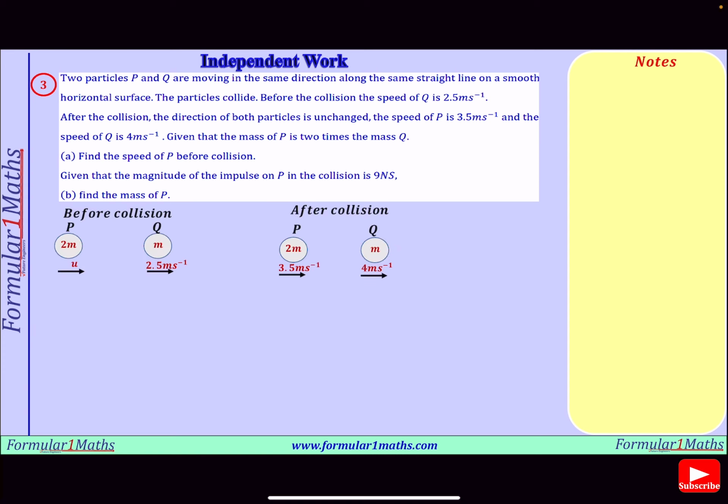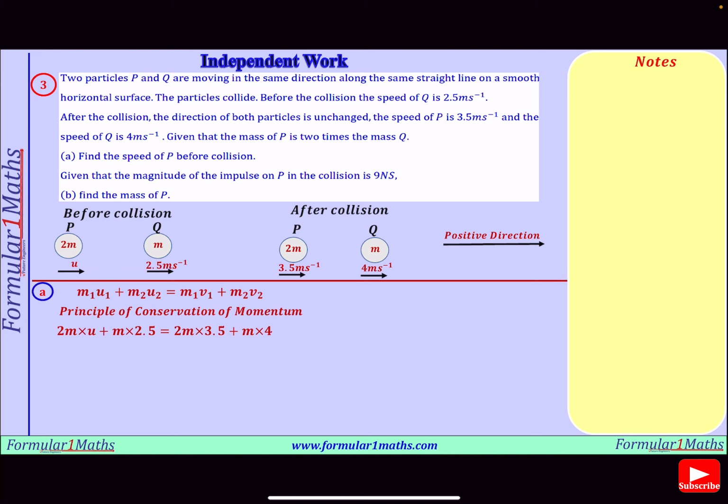So let's do our sketch once again and put in the various values given. Now we have represented this velocity as u because it's unknown, and that's what we're looking for. And again, taking this direction to be positive and applying the principle of conservation of momentum, we get this here. 2m times u plus m times 2.5 is equal to 2m times 3.5 plus m times 4. Simplify to get that, simplify further, and dividing everything by m, you get 2u plus 2.5 is equal to 11. Solve the equation, and you get 4.25 meters per second. And that is the initial speed of P.